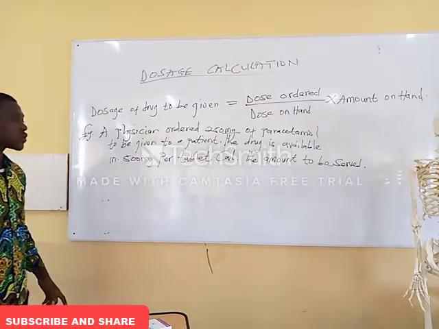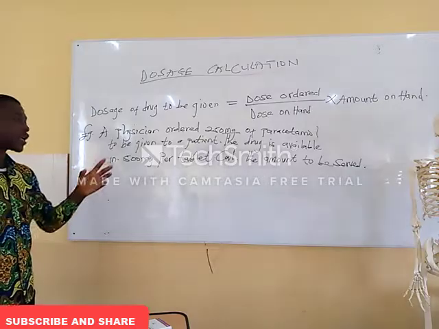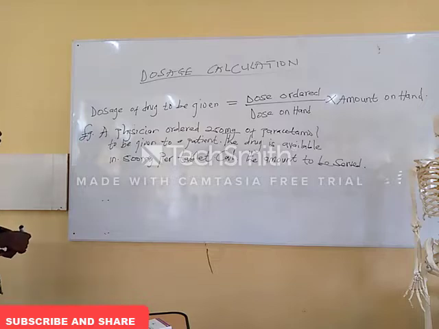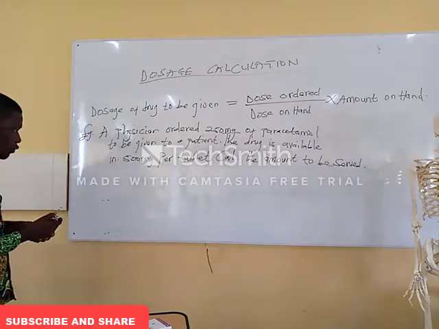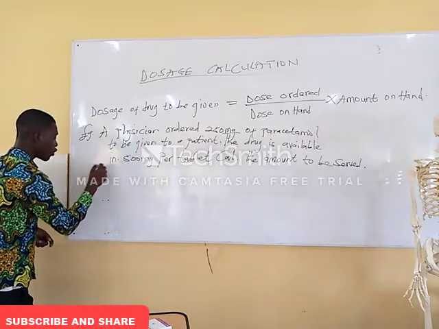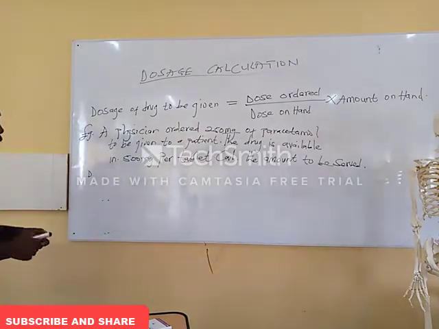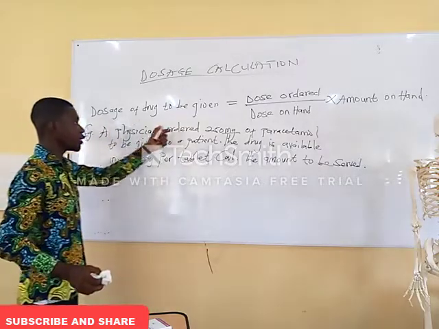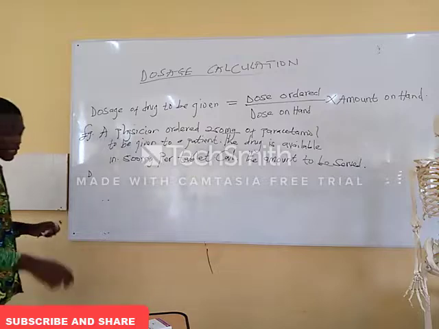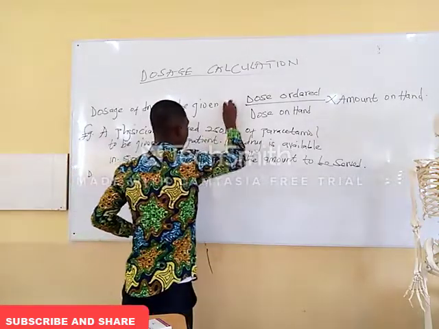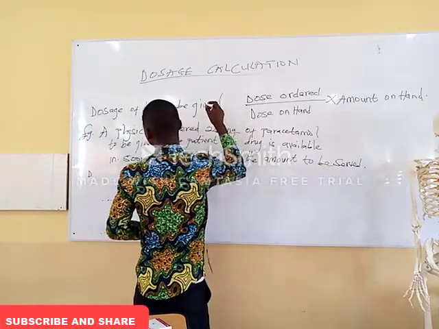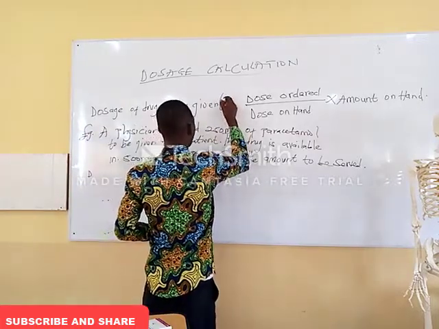Calculate the amount of drug to be served, or the amount of drug to be given to the patients. So now we are going to deduce the values. We'll begin by writing our formula, but our formula is already on the board. So for the amount to be given, let's use some abbreviations. The dose of drug to be given.